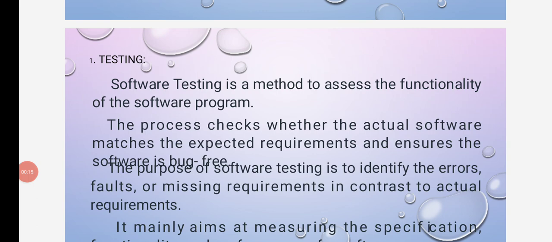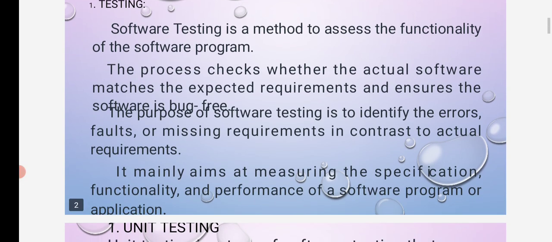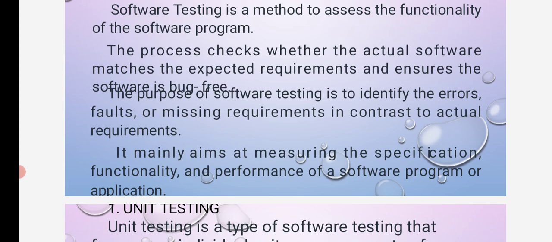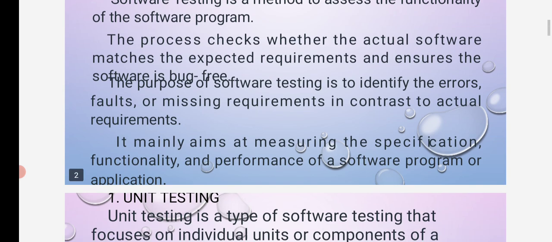Software testing is a method to assess the functionality of the software program. The process checks whether the actual software matches the expected requirements and ensures the software is bug free. The purpose of software testing is to identify the errors, faults, or missing requirements in contrast to actual requirements. It mainly aims at measuring the specification, functionality, and performance of the software program or application.